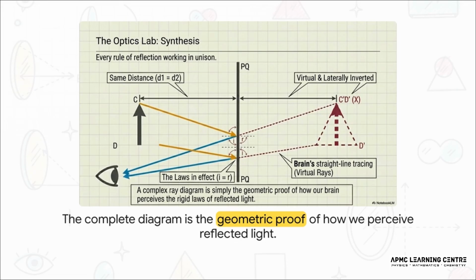And there you have it, our finished product. You can literally see how all the rules we've talked about are working together in one diagram. The same distance rule placed the image. The dotted lines show the virtual path our brain creates, and the solid lines perfectly obey the law of reflection. This diagram, it's the geometric proof of what we perceive.